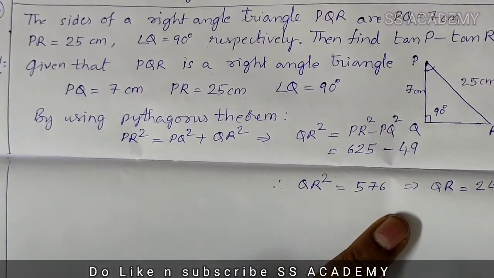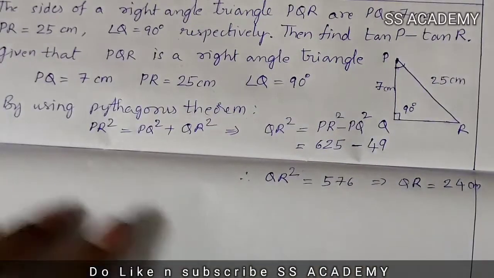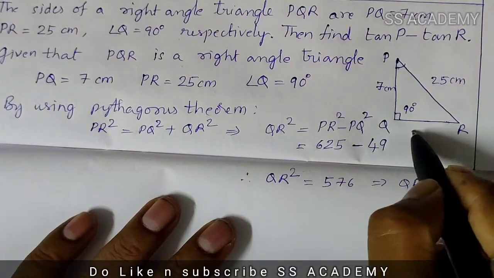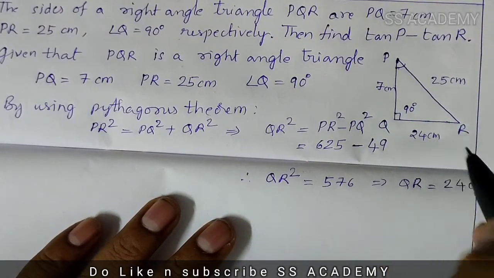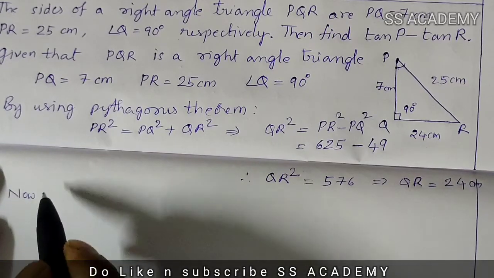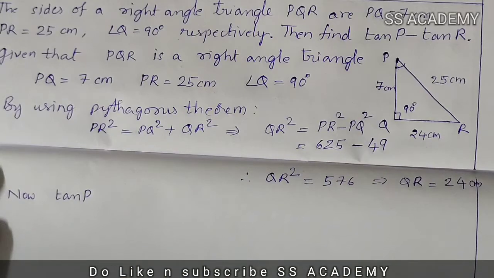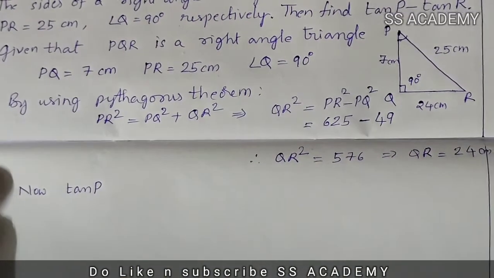So QR is equal to how much? 24. So we got the value of QR, 24 centimeters. Now we need to calculate tan P. So we need to find out tan P.